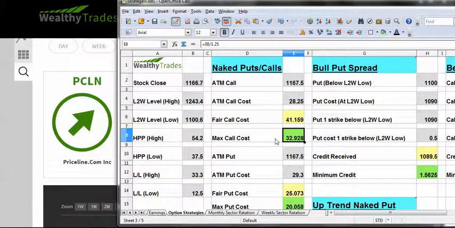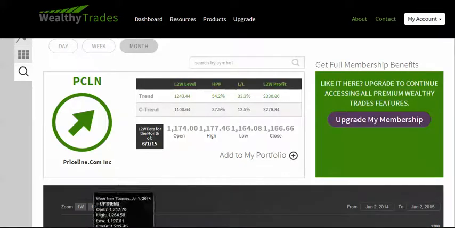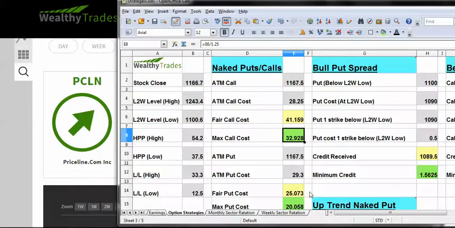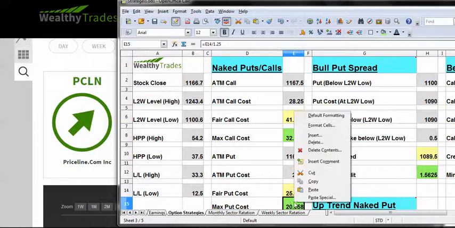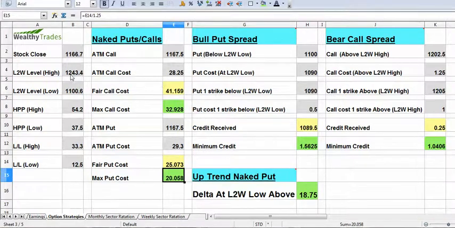So let's say I was bearish, which I don't know why you'd be bearish because we're in an uptrend, but let's say I was bearish. I could automatically go in and say, well, I really want to buy that put. Well, if you want to buy that put, that's fine. Just put a limit order in to buy the put at what Wealthy Trades says is the max value you should buy the put at, which is $20.06. That's fine. Go ahead and do that. That is how we calculate the max amount we're willing to pay for a naked put or naked call.